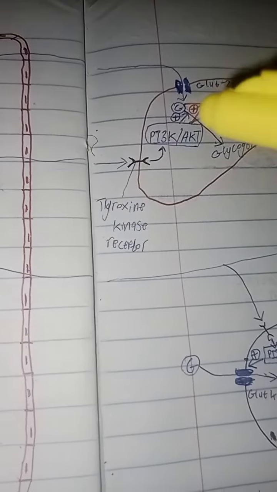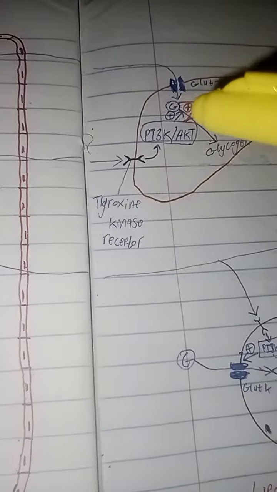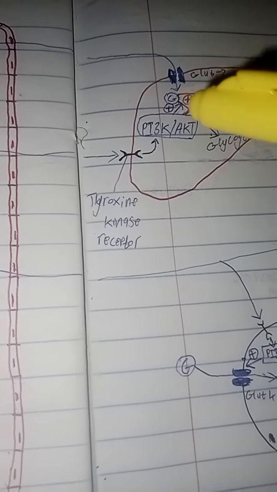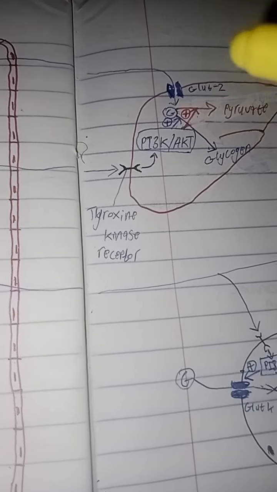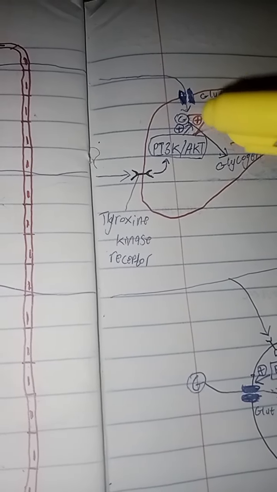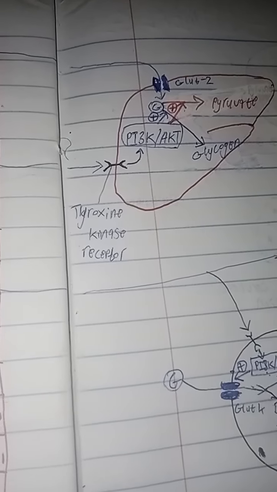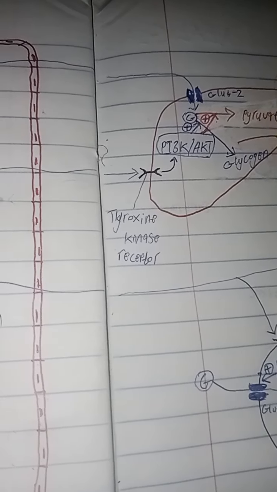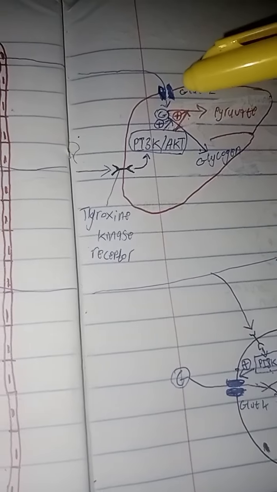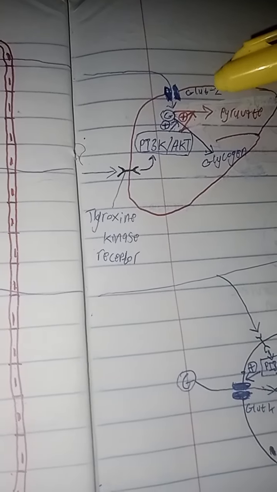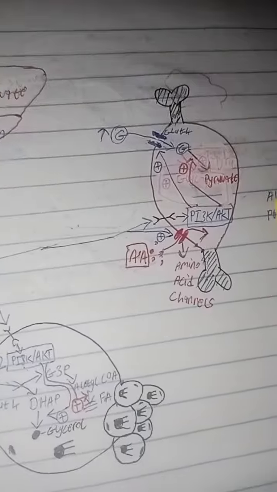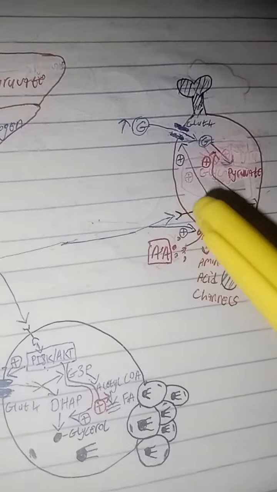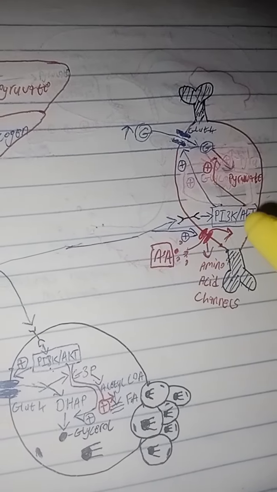Now, in the liver, it activates this tyrosine kinase receptor, which activates second messengers called PI3K and AKT. Now, this AKT is basically just protein kinase B. AKT will activate glucose to go through the glycolysis pathway to create pyruvates, and also force glucose to go to glycogen. Now, this glucose comes in through this GLUT2 transporter, which is insulin independent, like with the beta cell.